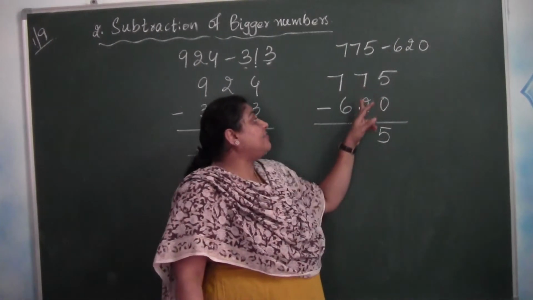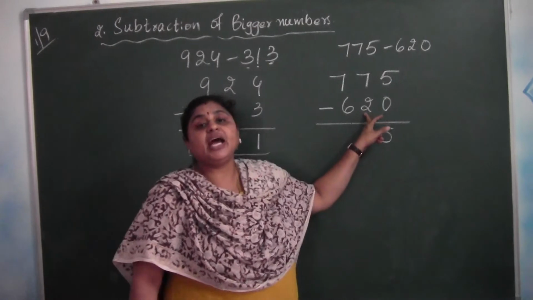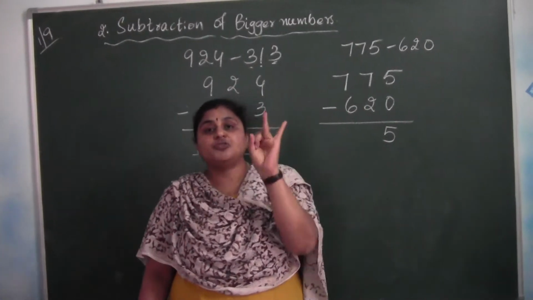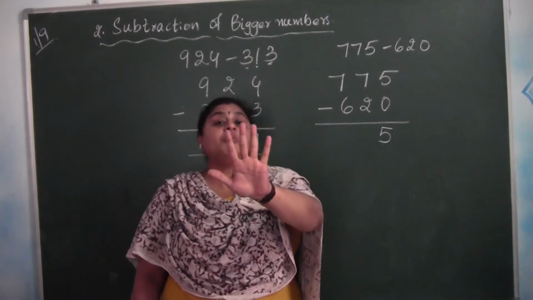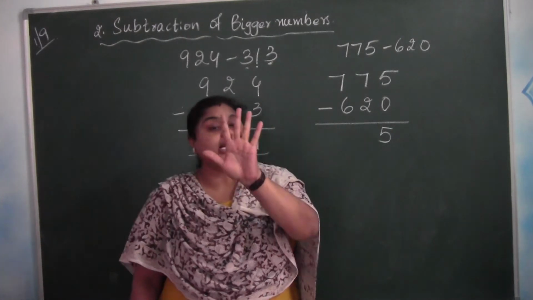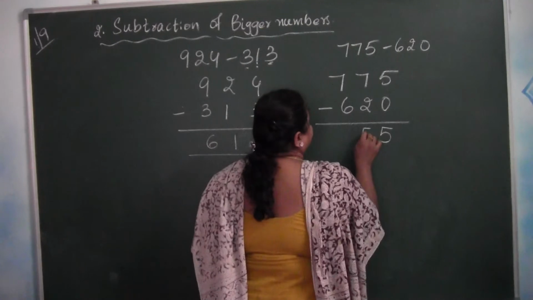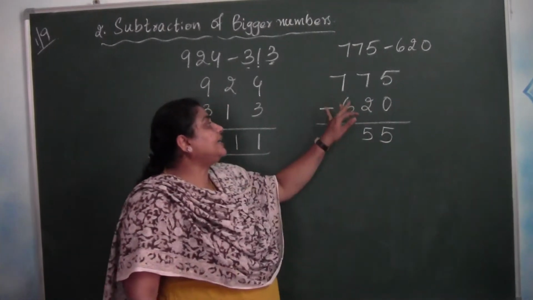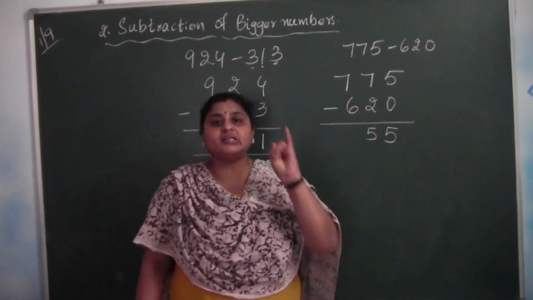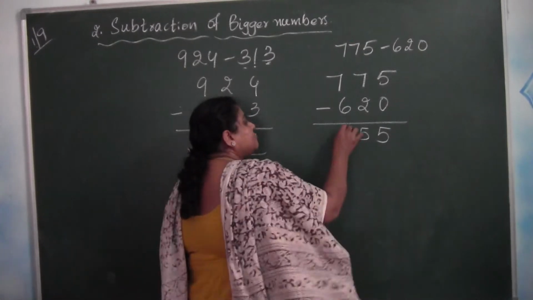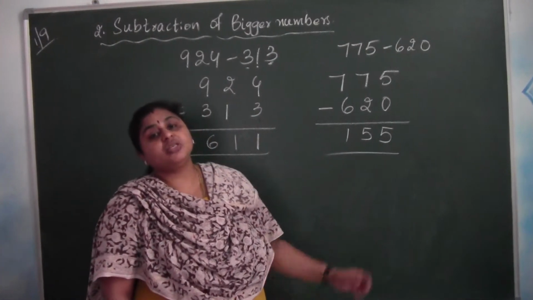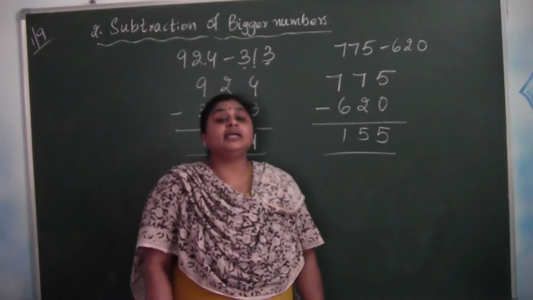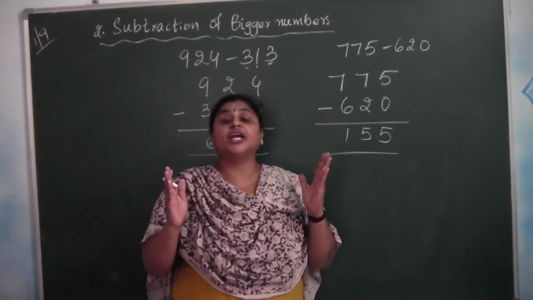Now from 7, 2. Now start counting after 2. 3, 4, 5, 6, 7. How many fingers did I open, children? 5 fingers. Okay. Now from 7 take away 6. After 6, 7. Now what is my answer? 155. So this is how you are subtracting without regrouping.